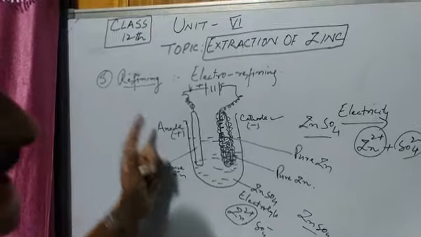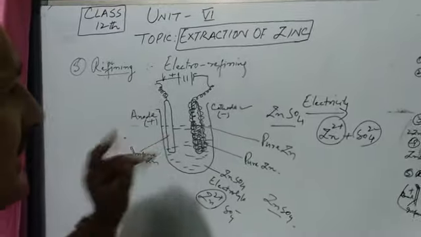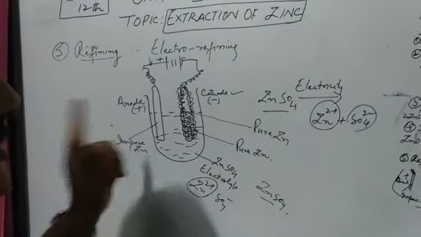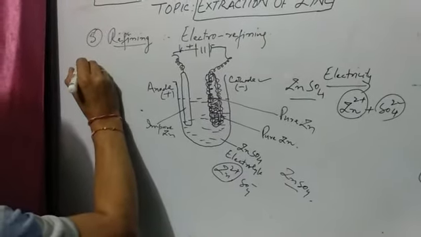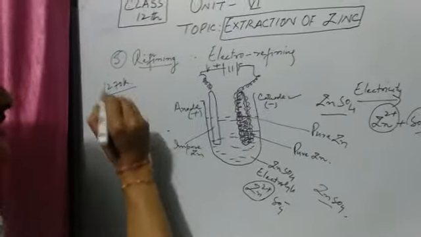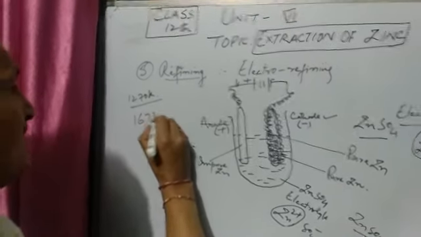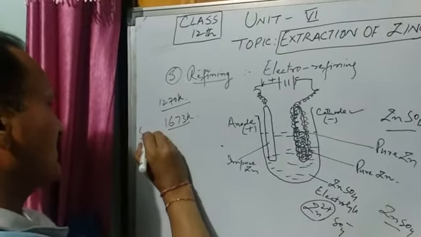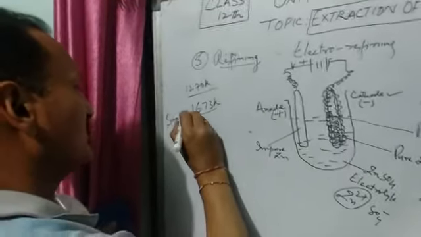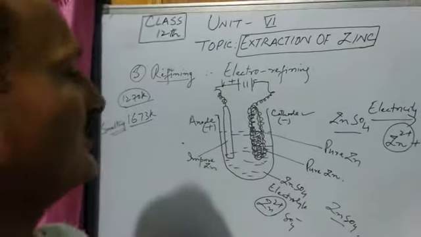So these are some steps for the extraction of zinc. Here a main point that has to be remembered, that roasting is done at a temperature of 1270 Kelvin, while smelting, that is reduction, is done at a much higher temperature, that is 1673 Kelvin. These two are objective type questions. This is smelting, that is reduction at a very high temperature in a blast furnace, while roasting is done at a temperature of 1270 Kelvin.